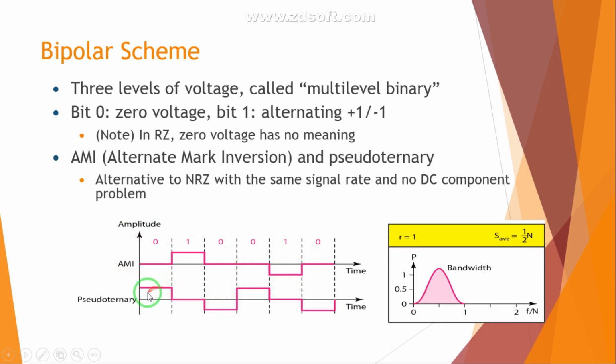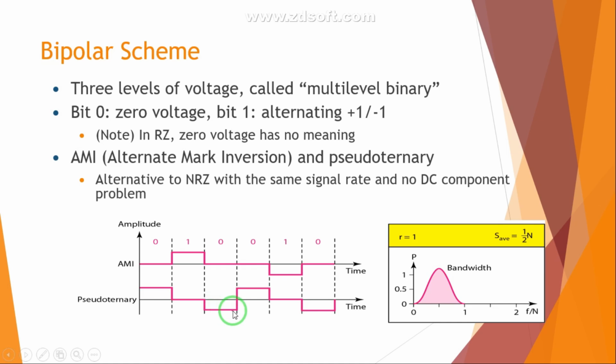And this is your pseudo ternary. In pseudo ternary, logic 1 is represented by 0 voltage, whereas bit 0 is represented by alternate positive and negative voltage. It is just opposite to AMI. See over here, 0 first is represented by positive voltage. Logic 1 is represented by 0 voltage. So the next bit is 0. Earlier it was represented by positive, now it is represented as negative.